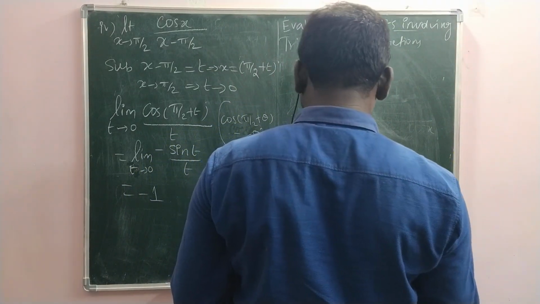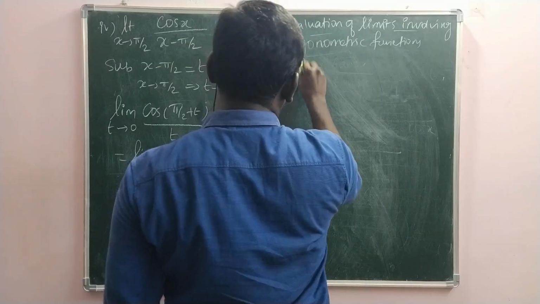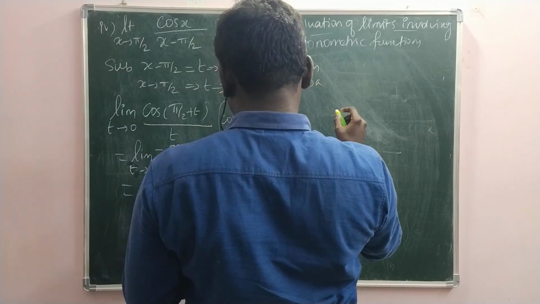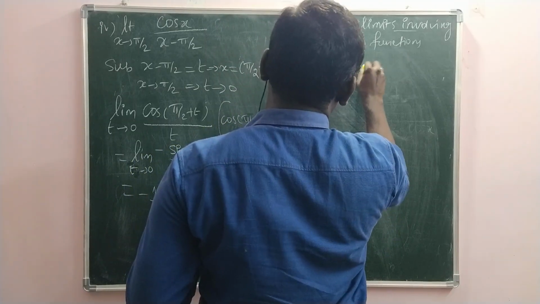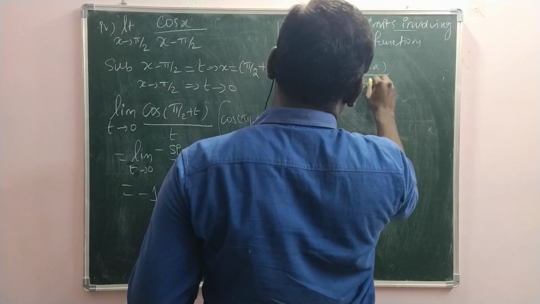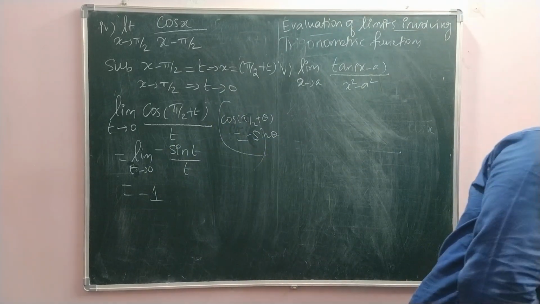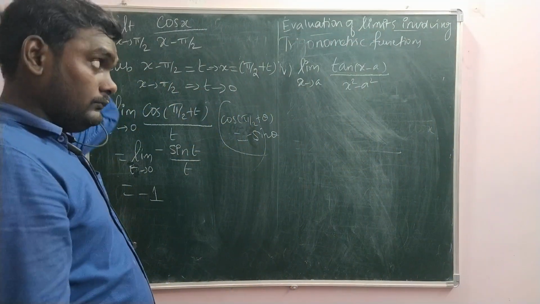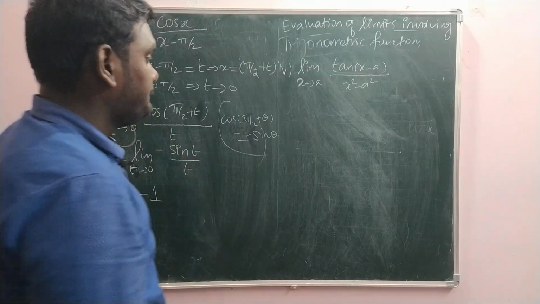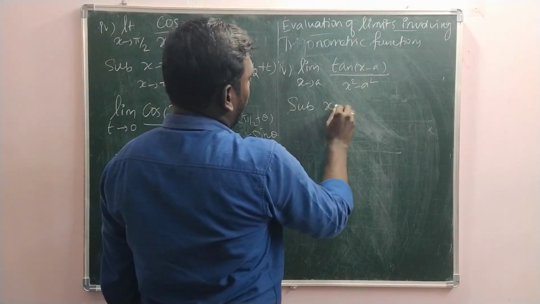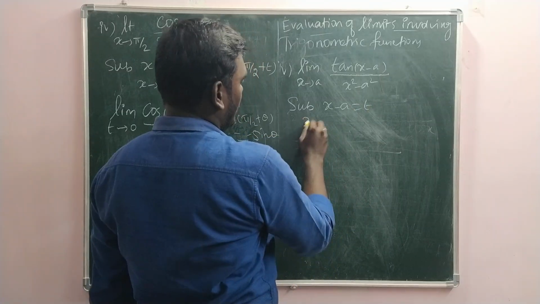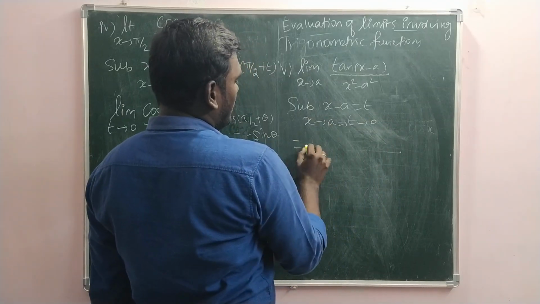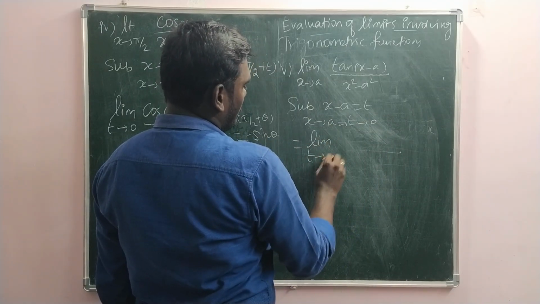Alright, fourth one done, okay, fifth one. Limit x tends to a, tan of x minus a by x square minus a square. Perfect. Substitute x minus a as t. When x approaches a, t approaches 0. Then this is limit t tends to 0.